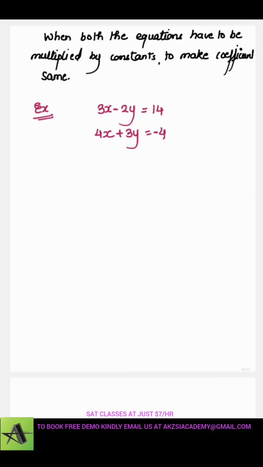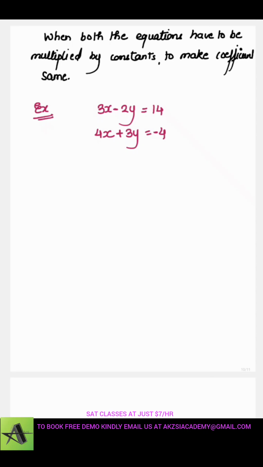Now see this case. It's 3x minus 2y equals 14 and 4x plus 3y equals -4. Here, if we want to make the coefficient same, as I told you in elimination method, you can pick any variable. You can pick y, you can pick x. Let's say I'm picking y here and I want to make their coefficient same.